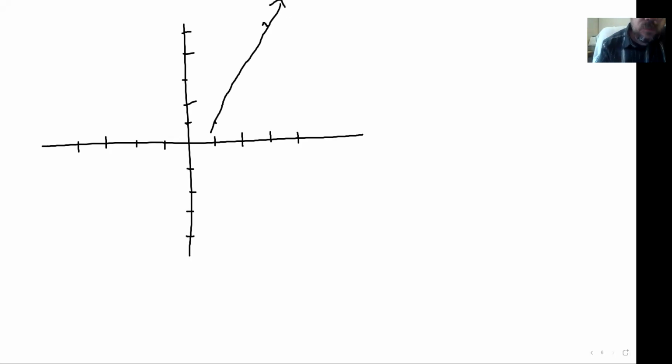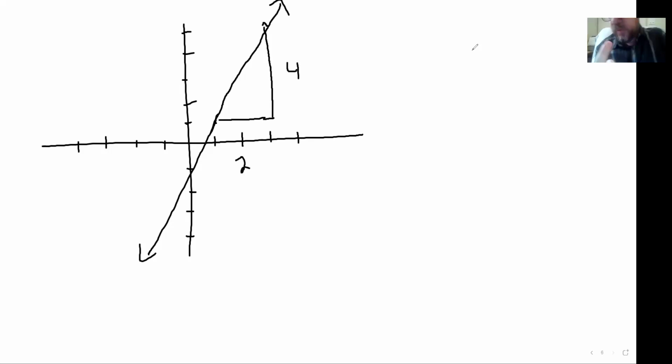Something like that. So I have gone 2 to the right and 4 up to get from one point to the other, right? So my run is 2 and my rise is 4.